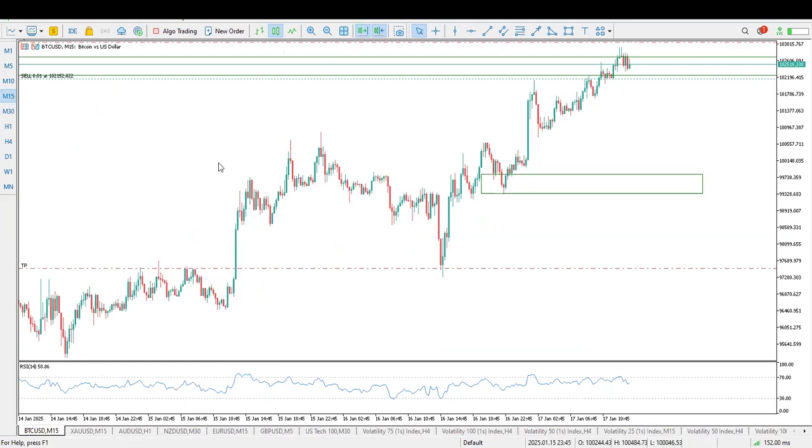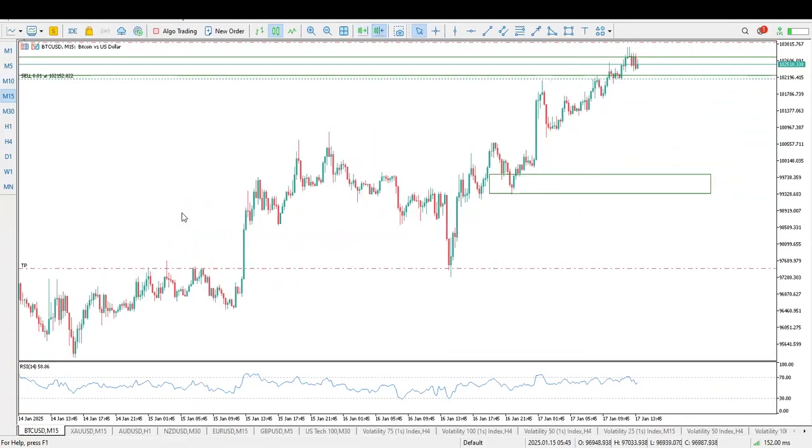What makes an uptrend market is a series of higher highs and higher lows. I'll be showing you guys on my chart. What makes an uptrend market is a series of higher highs and higher lows.